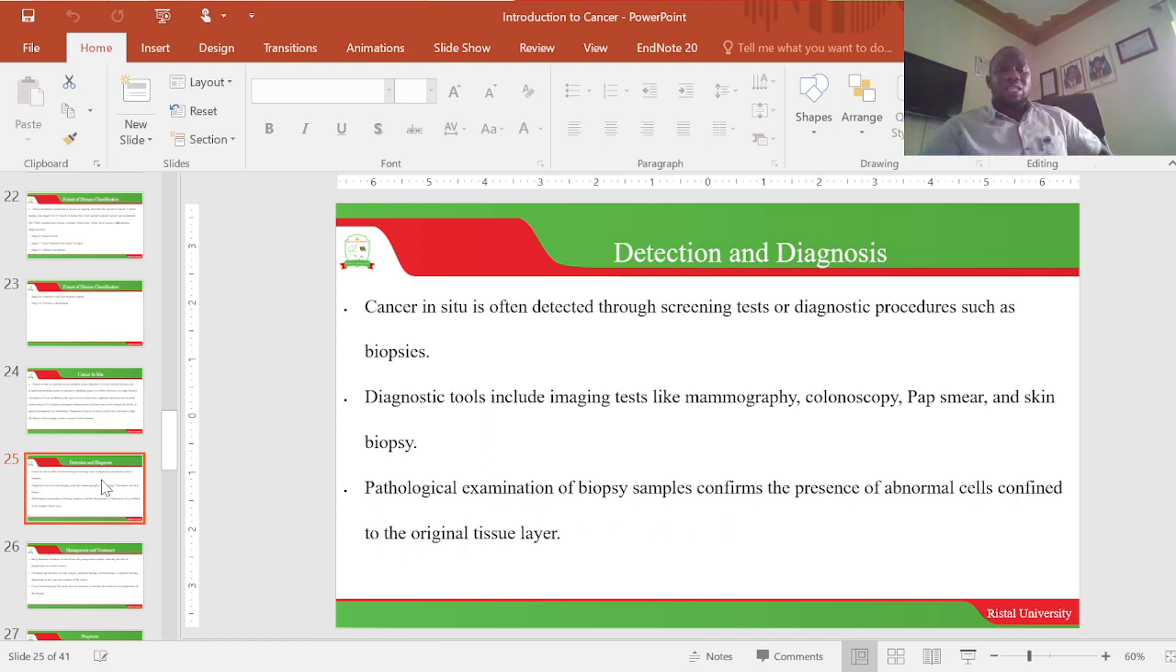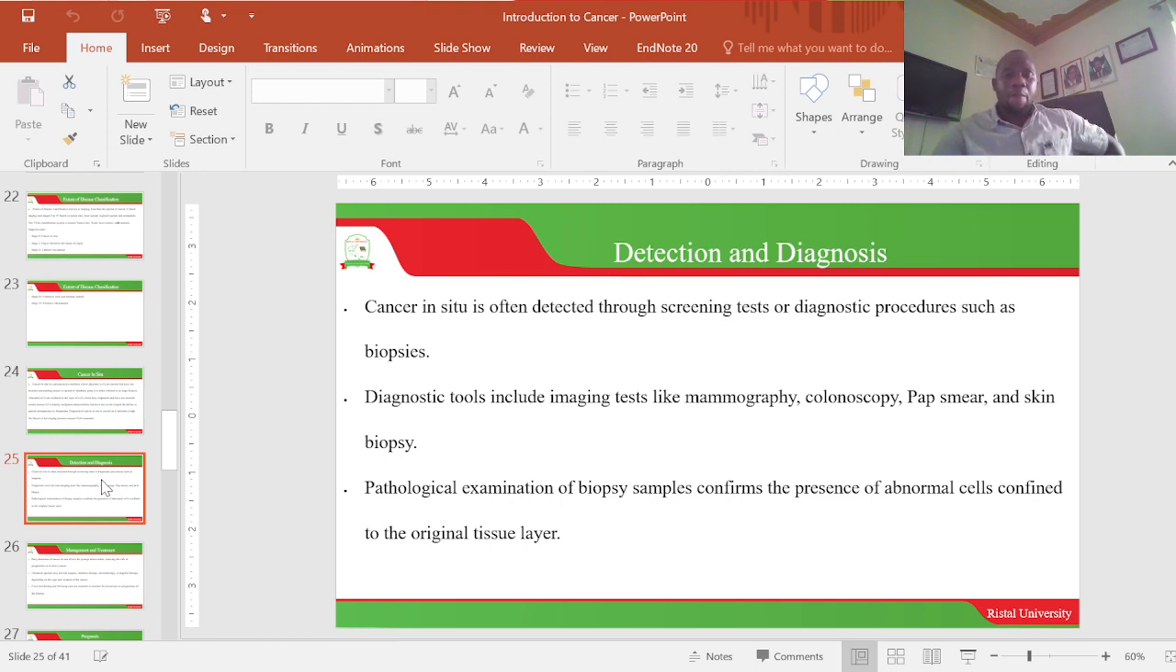Screening also plays an important role in this case where the cancer has not really started to cause signs and symptoms. Biopsies can be done to confirm that it's cancerous. And then we have diagnostic tools, I mean tests that can be done, such as mammographs, colonoscopy, pap smear, skin biopsy. These are some of the diagnostic tools that include imaging tests that can be done to detect or even grade or even stage different cancers.